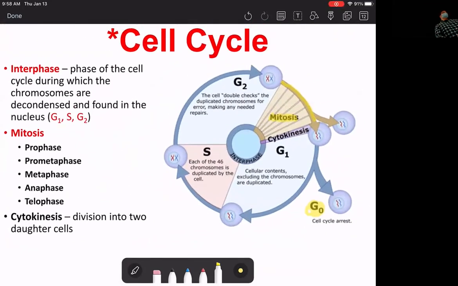G0 just means they're doing their job, hanging out. They don't need to divide. They don't need to die. They're just doing okay. So honestly, most of your cells spend a lot of time here. Let's put it conservatively at 90% of your cells just hanging out most of the time.